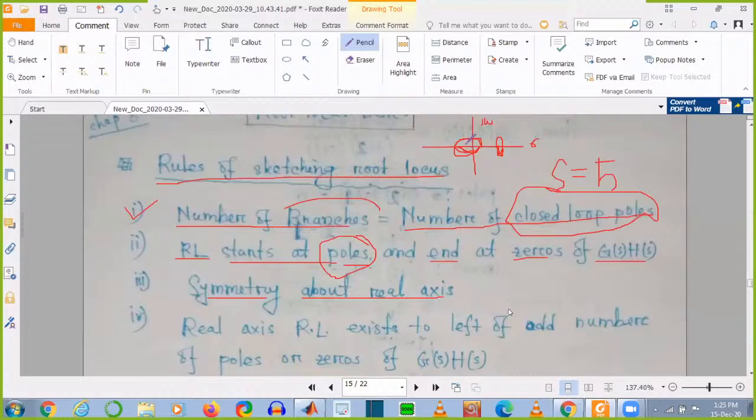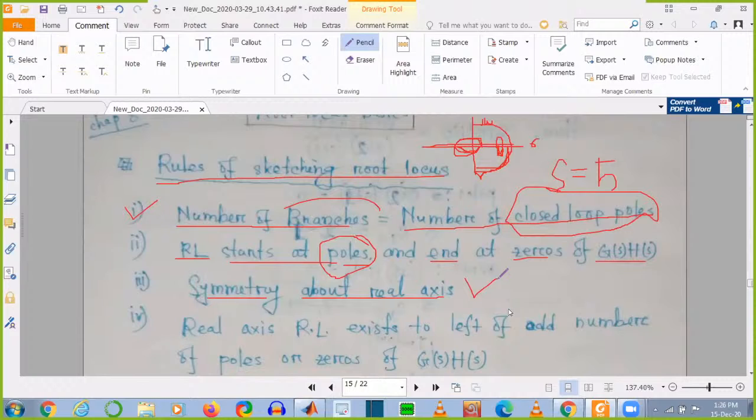That means if the real axis has something like this, then it will not be on the y-axis; it will be reflected below, and on the x-axis another one like this will appear. Do you understand? Symmetry about the real axis. Real axis means the x-axis. It is symmetry about the x-axis, not the y-axis, because the y-axis is the imaginary axis. It is symmetry about the real axis.